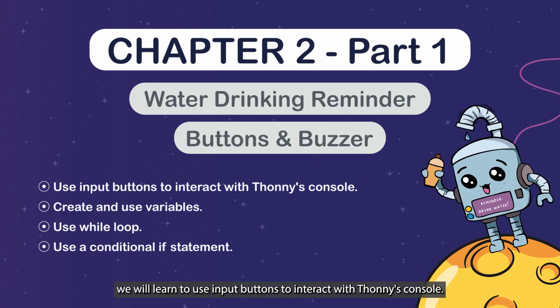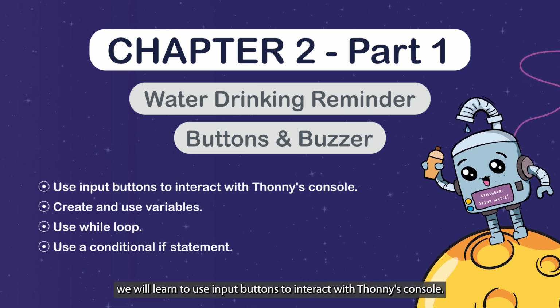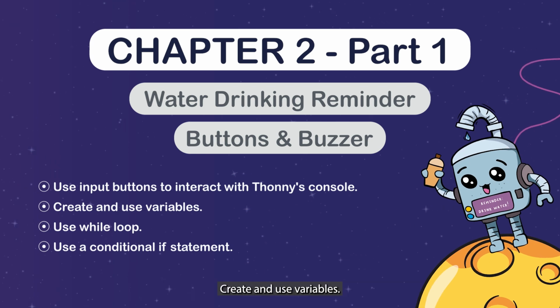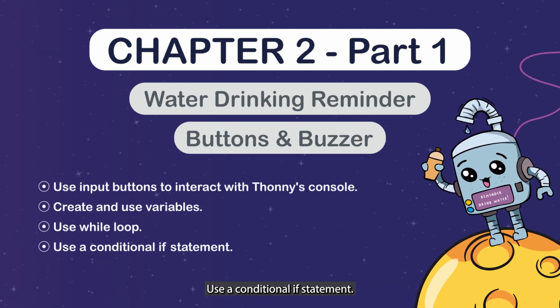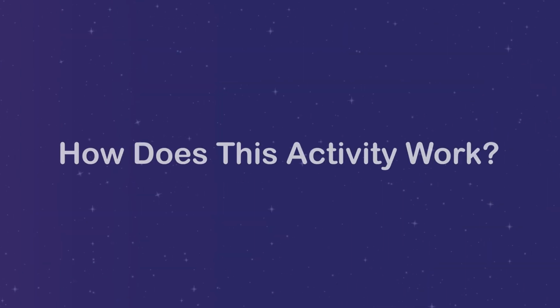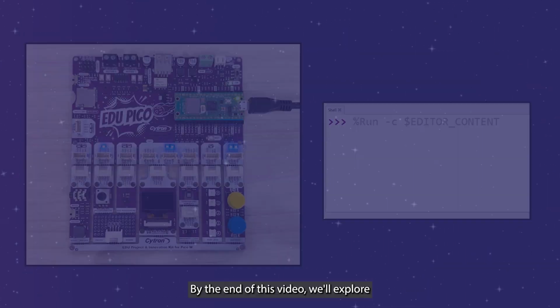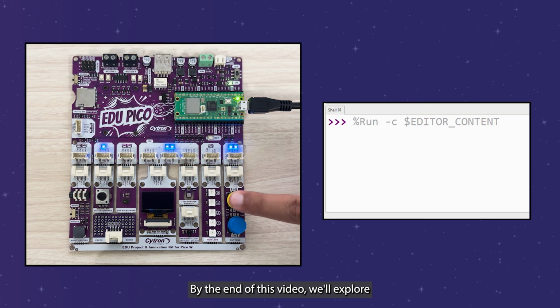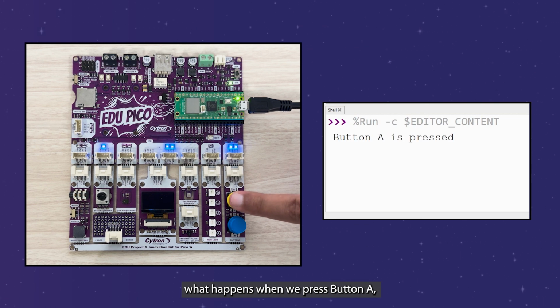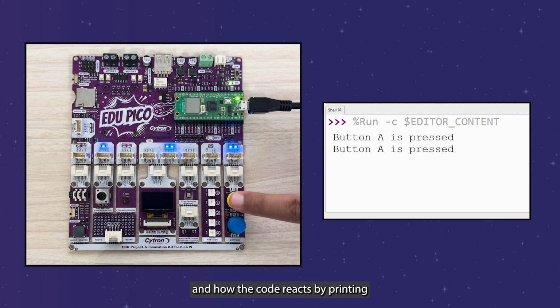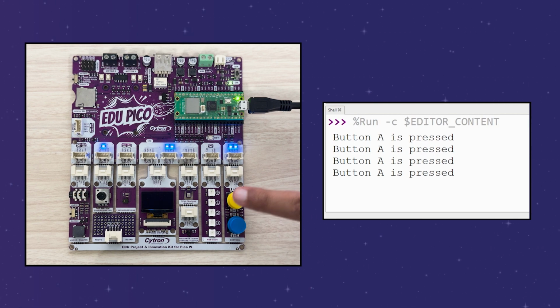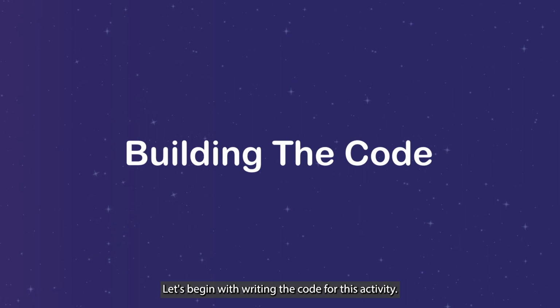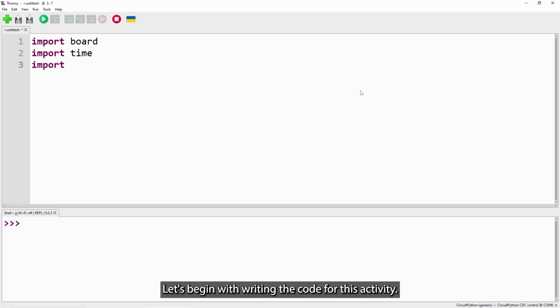In this part, we will learn to use input buttons to interact with Sony's console, create and use variables, use a while loop, and use a conditional if statement. By the end of this video, we will explore what happens when we press button A and how the code reacts by printing "button A is pressed" in the shell console. Let's begin with writing the code for this activity.